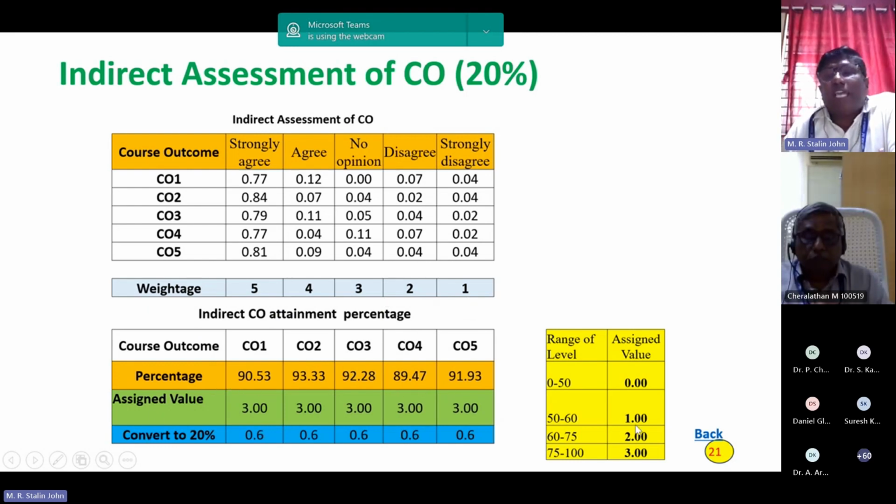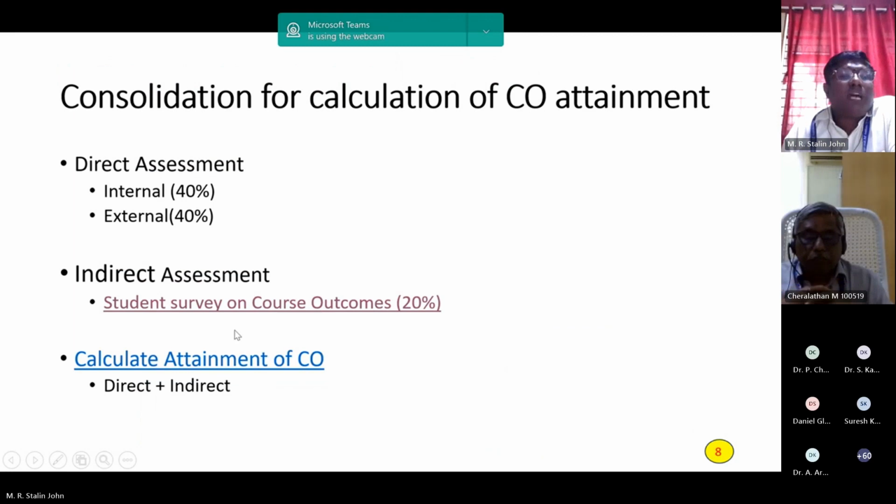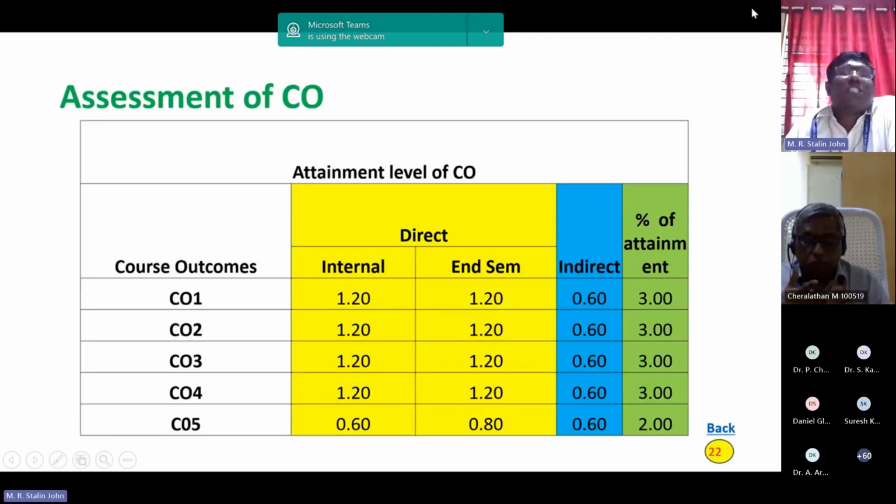Then assign the value. Like the previous case, we have to assign the value. Whatever the range given here, the corresponding assigned value you have to put here. So here 90.53 means 75 to 100. It is 3. So now it is converted into 20% of this. So we are converting into 20%. Now calculate the attainment of the CO.